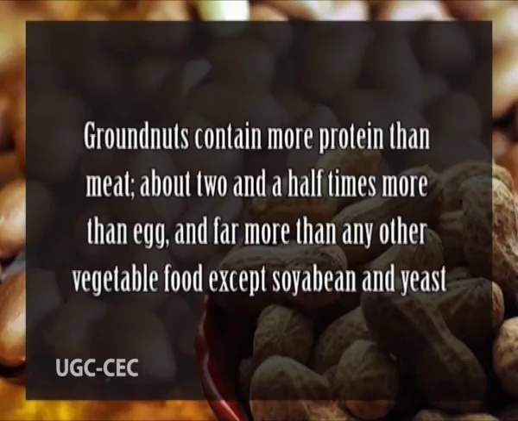Proportionately, groundnuts contain more proteins than meat, about 2.5 times more than eggs, and far more than any other vegetable food except soybean and yeast. The proteins in groundnut are well balanced except for slight deficiencies in some of the essential amino acids. Groundnut is an important crop valued for oil. The oil is nutritious and widely used as edible oil around the world.